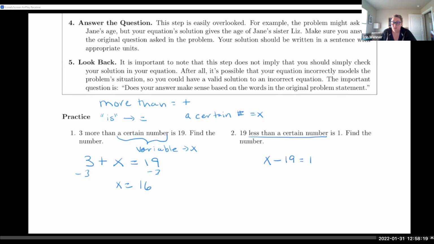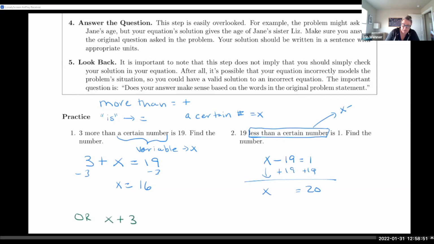So if you want to write in your notes somehow that when we see this statement less than a certain number, I want you to automatically think X minus. Because then we're doing X minus that 19, and it's going to equal 1. So if we solve for X, we'll add 19 to both sides, bring the X down, and we get 20. Going back to number 1, we could have set up the problem as X plus 3, meaning 3 more than that value equals 19, and we still would have gotten the same answer.